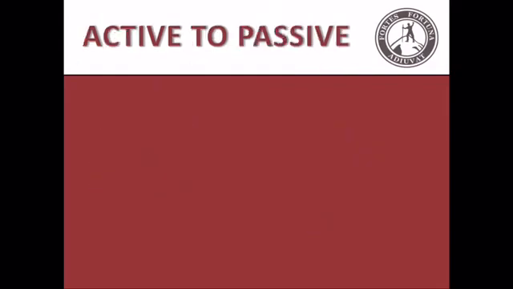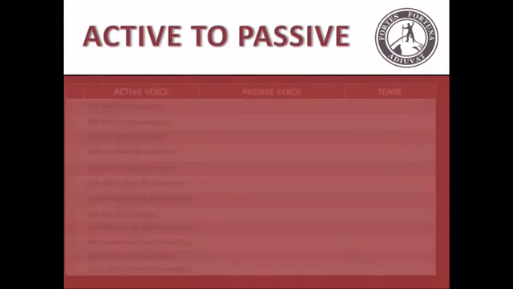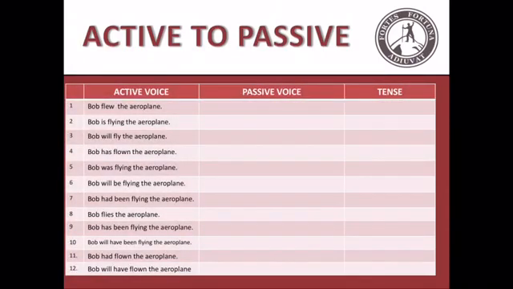Here we're going to have a look at moving active sentences into passive sentences in a variety of tenses. So, number 1, active voice, Bob flew the aeroplane. So we have the aeroplane to start with. We need a verb to be and our main verb in past participle. We can see from the main verb in the active sentence that we're talking in past tense. So the aeroplane, verb to be in past, the aeroplane was flown by Bob. And of course, the tense for that one is past simple.